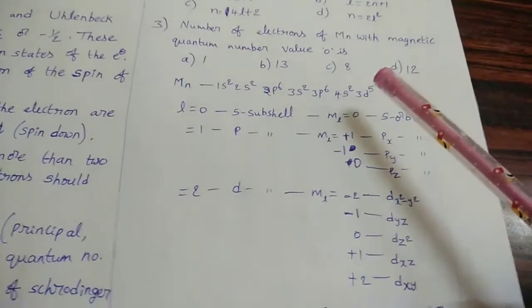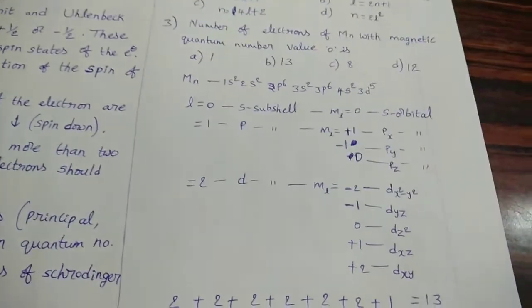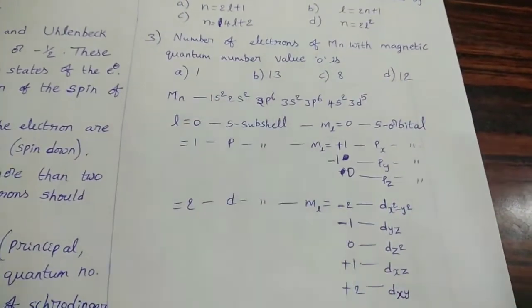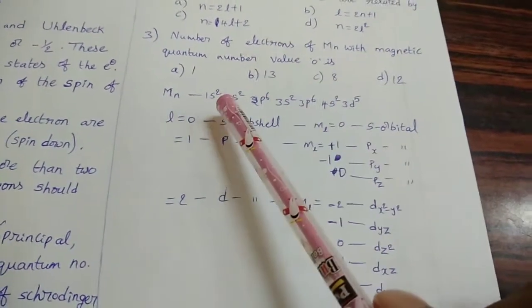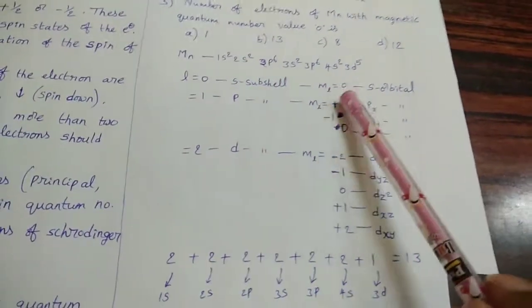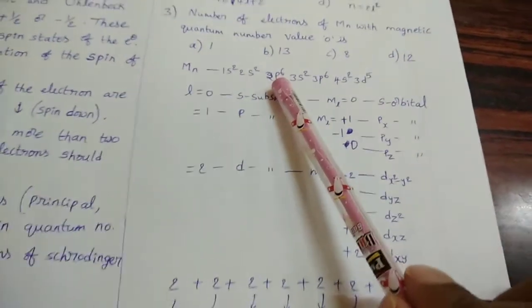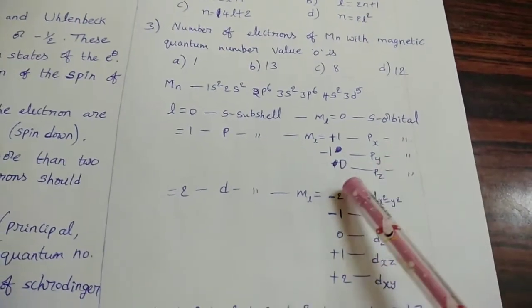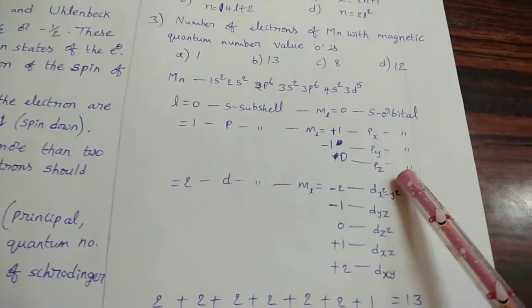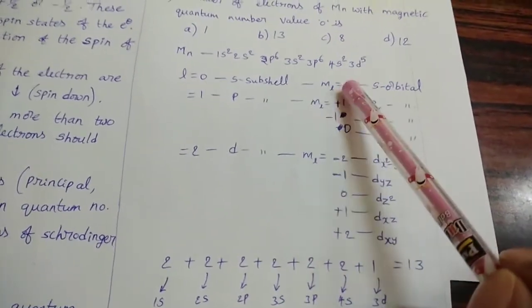Now, how many electrons have magnetic quantum number 0 in this configuration? See this. 1s orbital, magnetic quantum number 0. So how many electrons? 2. Okay, 2s, magnetic quantum number 0. How many electrons? 2. 2p6, in that 6 electrons are there. Each p orbital has capacity 2, 2, 2. So with 0 magnetic quantum number, how many electrons? 2. So 2p, 2.